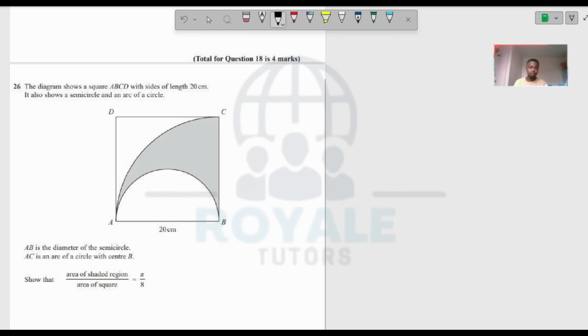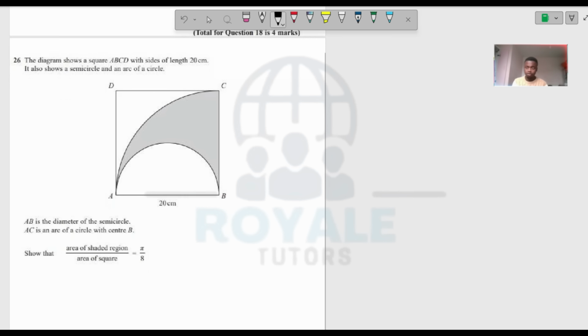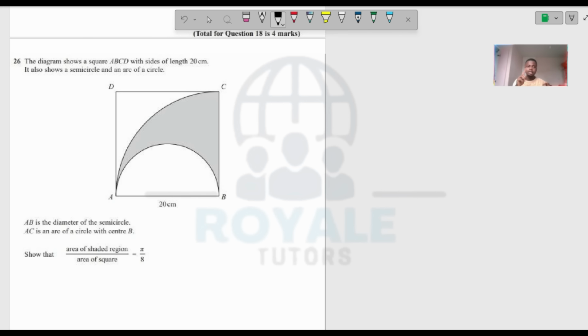So I will tell you that whatever way the question is set, make sure that you read it. Even if you have about 1,000 things being said in the same question, don't get discouraged. Don't stop along the way. Make sure you check each thing and understand what it means. What they are actually doing is telling me about the shape in front of me. The shape has a square, a semicircle, and an arc of a circle. They said AB is the diameter of the semicircle, and AC is the arc of a circle with center B. Show that the area of the shaded region divided by the area of the square equals pi.